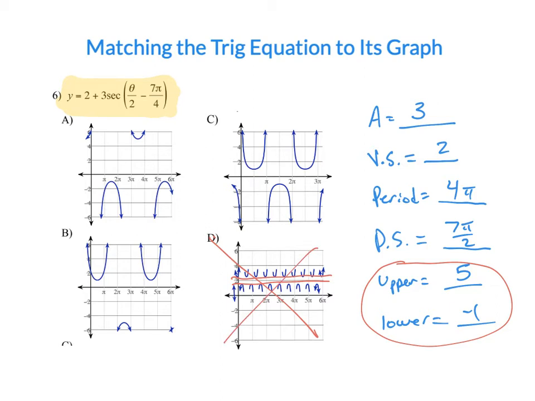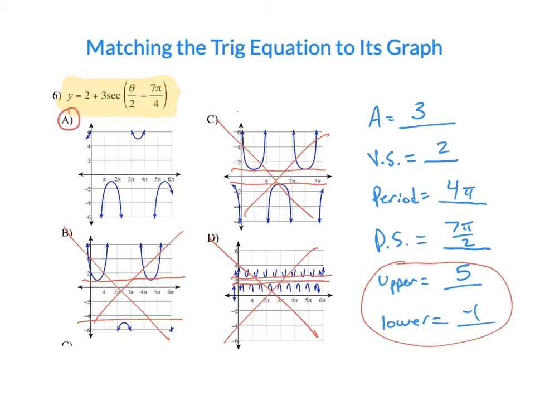For letter B, it looks like this boundary line is at 1 and this one is at negative 5. I'm throwing that one out. It's close, but it's the opposite of what we need. This one's at 1, this one's at negative 1. Again, doesn't fit our needs. So I'm left with letter A as my most likely choice.